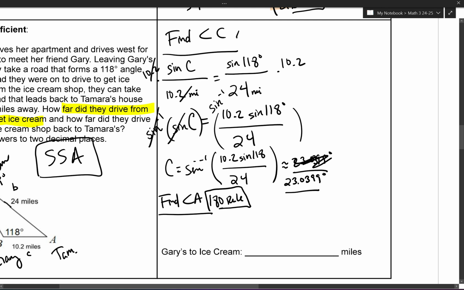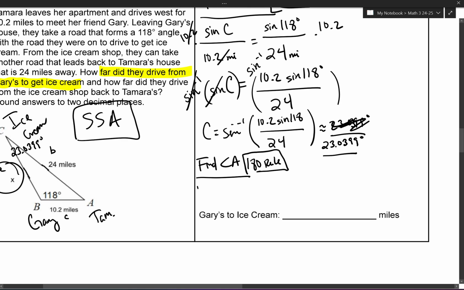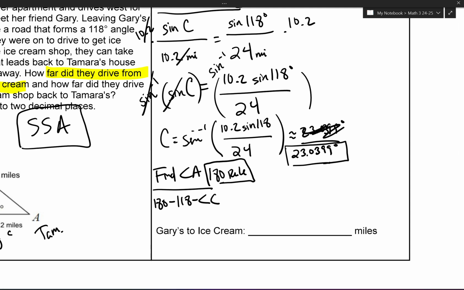Now we're using the 180 rule to find angle A. So it's 180 minus 118 minus angle C. Well, we found angle C, 23.0399. But Mr. Milligan, you said we're not supposed to use rounded answers in our calculations. We're not. We're not going to use a rounded answer. This is how you do it.